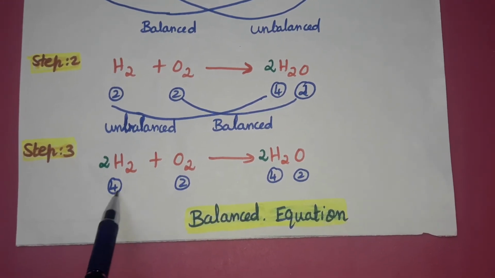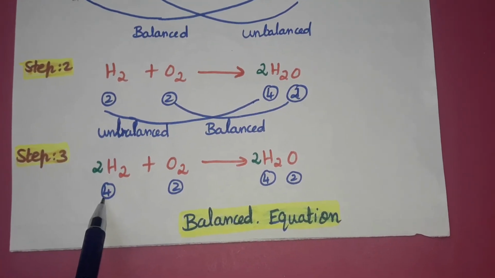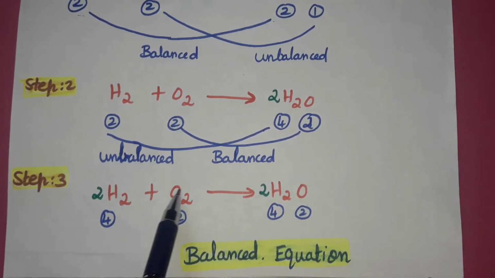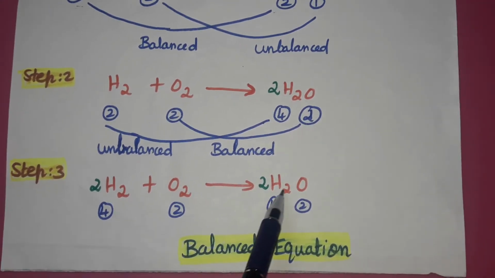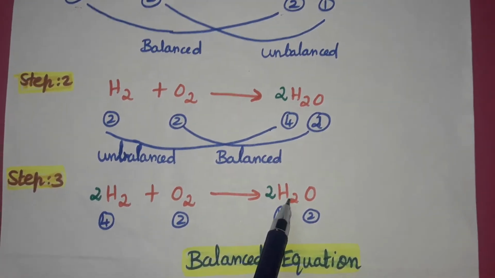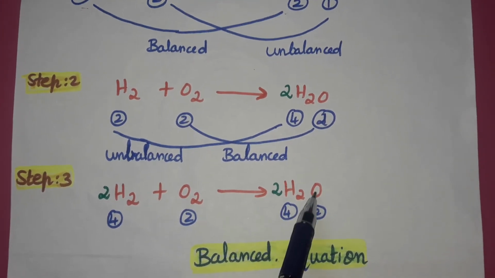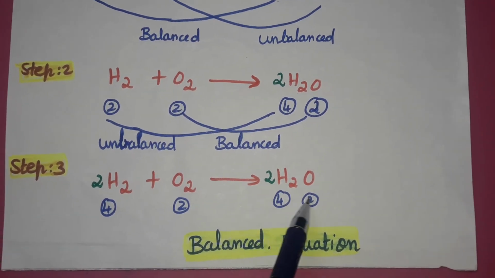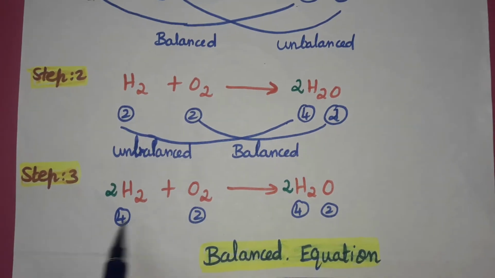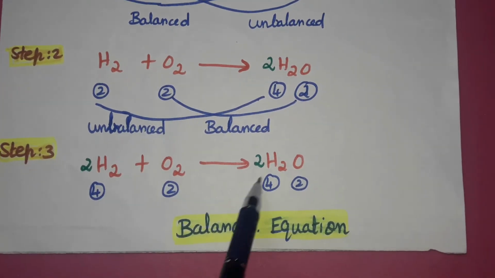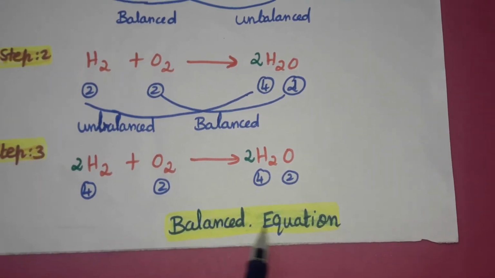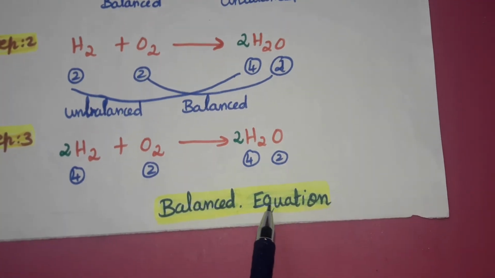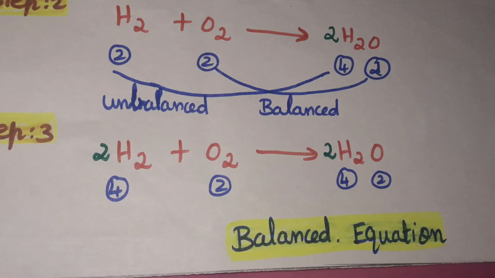So, the number of hydrogen atoms of the reactant is 4 and oxygen is 2, and the number of hydrogen atoms on the right hand side is 4 and oxygen on the right hand side is 2. Now 4 plus 2 is 6 and here 4 plus 2 is 6. Both the sides are balanced. So this equation is called a balanced equation.